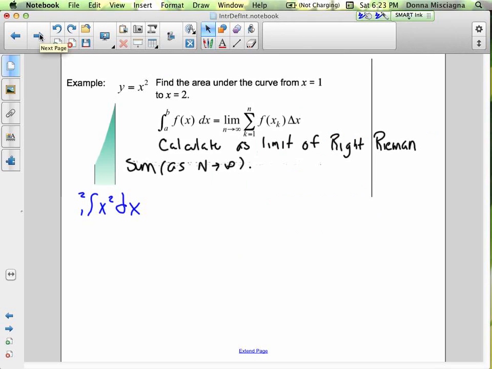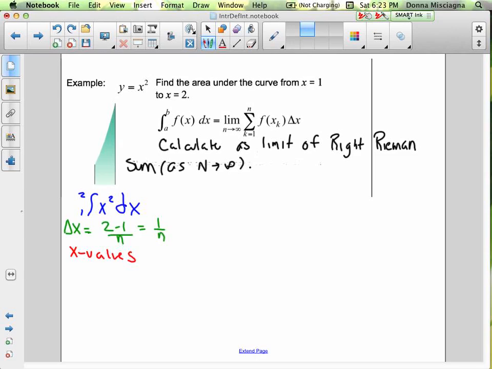Right? So our first step is to find our change in x. Let's do the change in x first. Then we'll find our x values. Change in x is 2 minus 1, because we need that for our x value anyway, 2 minus 1 divided by n, so that's going to be 1 over n. Step number 2 is our x values. Right, so that's going to be our starting value, which is 1, plus the change in x times j, because we've got j of them.